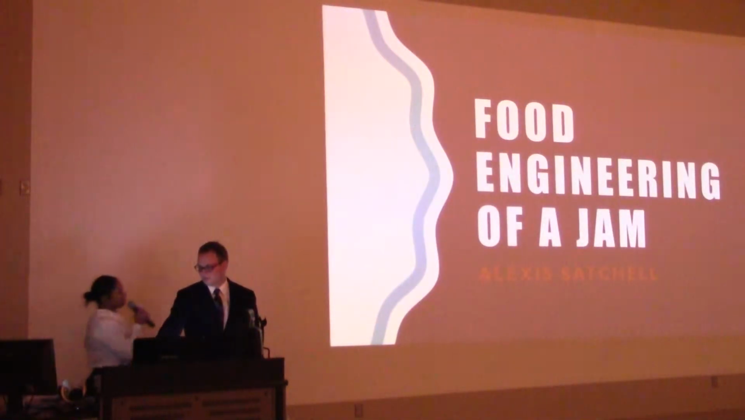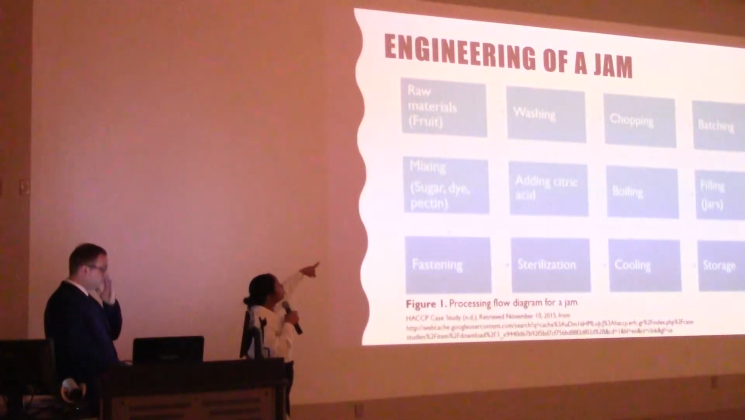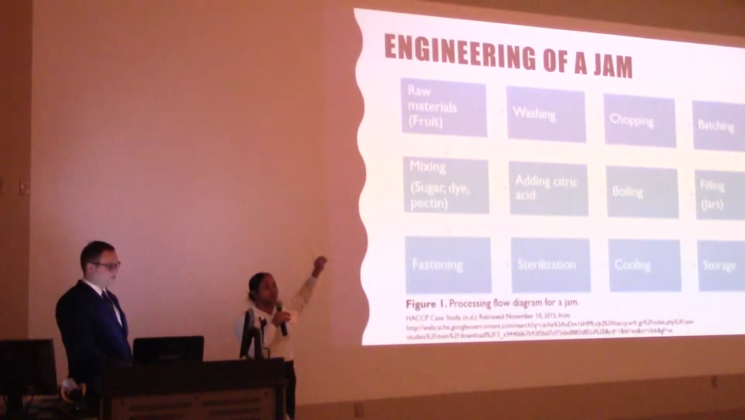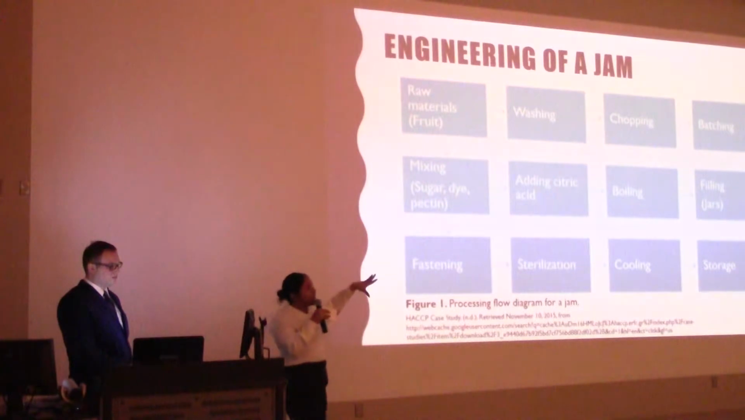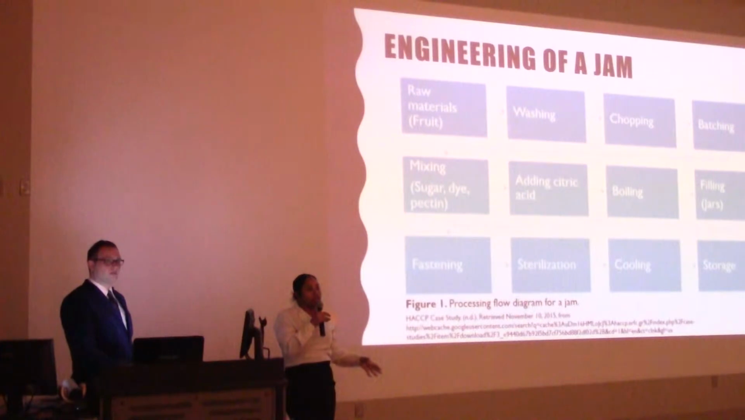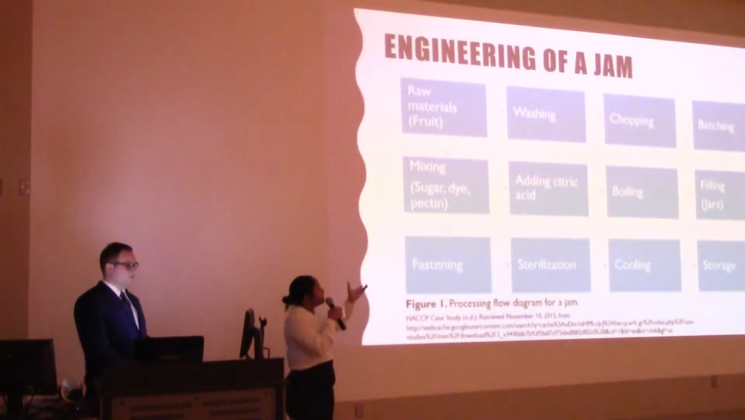Okay, now we'll talk about the engineering of jam. This is a processing flow diagram for jam. As you can see, we're going to start off with the raw materials. Basically we'll have the fruit imported from an outside source. Prior to using it, it will be established that the fruit is okay and safe to use. But just in case, we go through a washing process, which gets rid of any extra things that may be on the fruit, such as soil or leaves or insects that may be inside of the fruit.